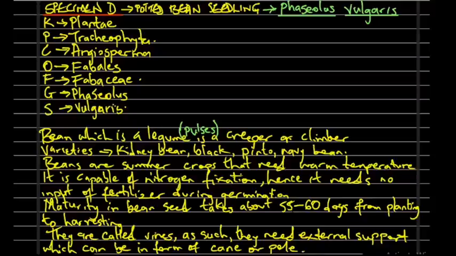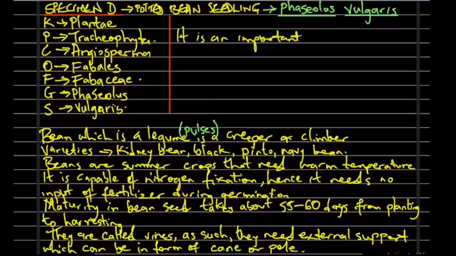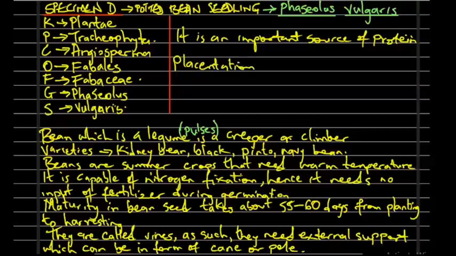It is a very important source of protein. This particular crop we're talking about is an important source of protein. Now, the type of placentation that we have in this crop here, placentation in bean, is marginal.